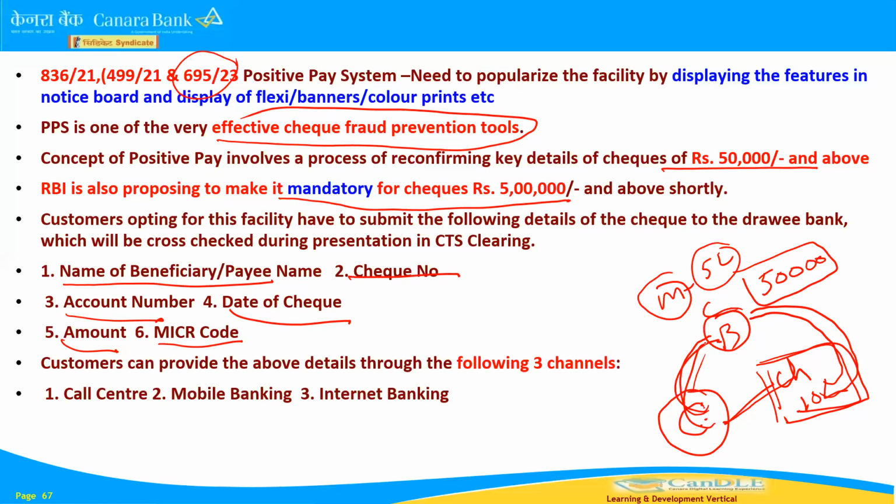How will he provide it? There are 3 channels. Through call center he can inform. Mobile banking channel, he can inform. Through internet banking he can inform. These are the channels available for him to provide information to the bank. What information to provide? This information. Up to what amount? 50,000 and above it is okay, but above 5 lakhs it is compulsory.